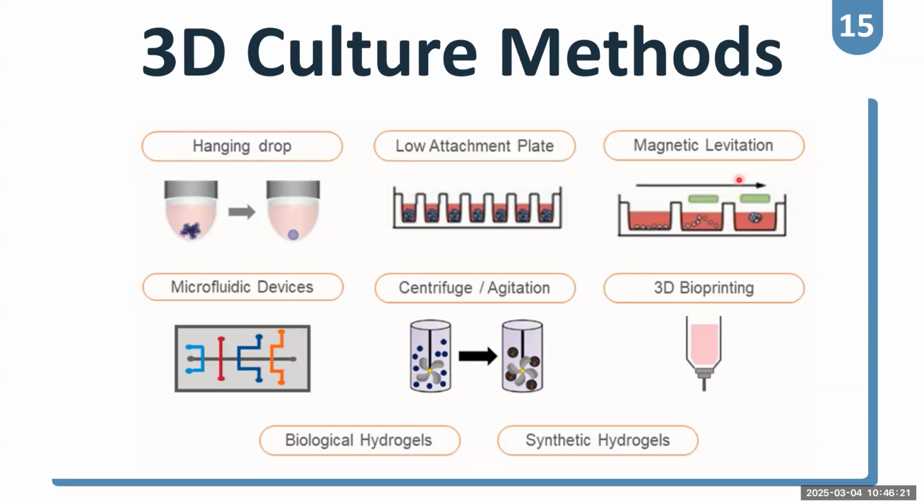Okay, and another is the magnetic method. They put magnetic particles together with the cells, and then they pass them through a magnet like this to force the cells to form the 3D structure. It's the same as when you use the centrifuge to force the cells to aggregate to form the 3D structure.